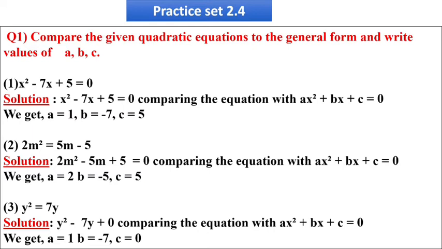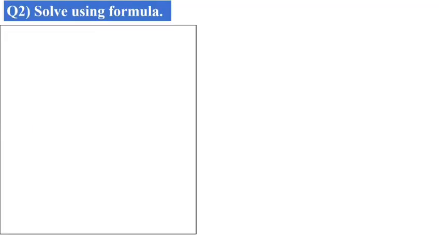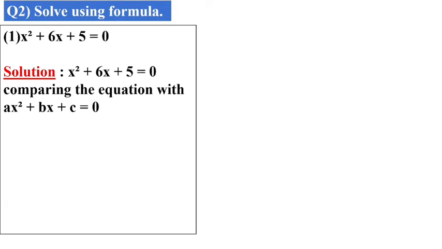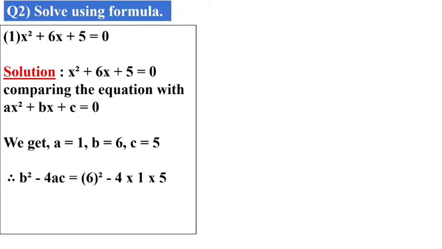Now let's move to question number 2. The first equation is given: x square plus 6x plus 5 equal to 0. Here we have to use the formula. The steps I have told you: first of all we have to compare the equation. We get the values of a, b, c. Then we have to use the discriminant formula b square minus 4ac.